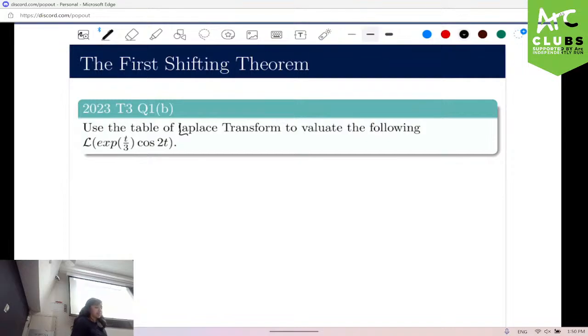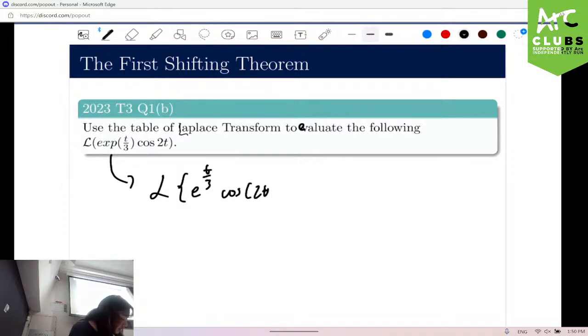Use this table of Laplace transforms to evaluate the following: e to the t over 3 times cos 2t. Because this is in Laplace, we are going to try to rewrite this into a form that we can see better. So, the Laplace of e to the t over 3 cos 2t.